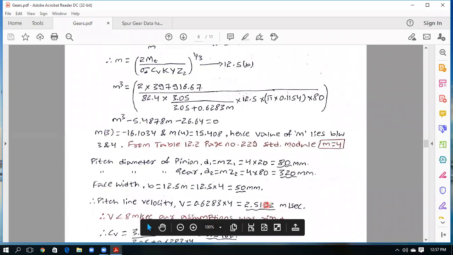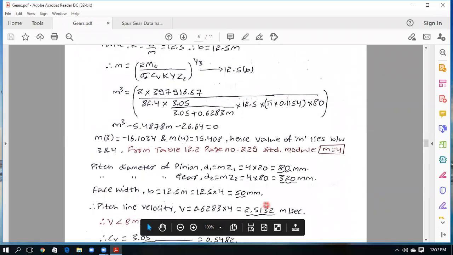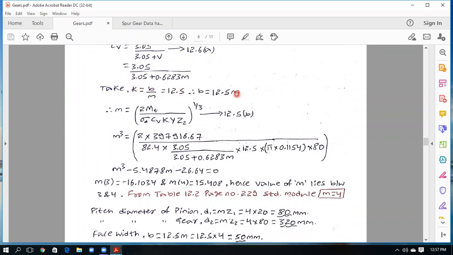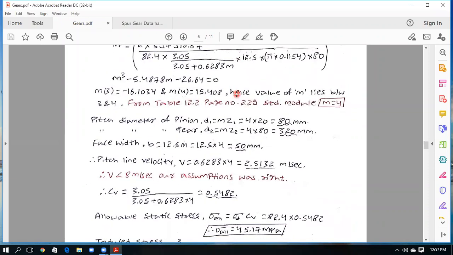After that, next is face width. Here you can see that face width factor k is equal to b by m. Therefore, face width b is equal to k into m. K is 12.5, m is 4. This 12.5 into 4 is 50 mm.